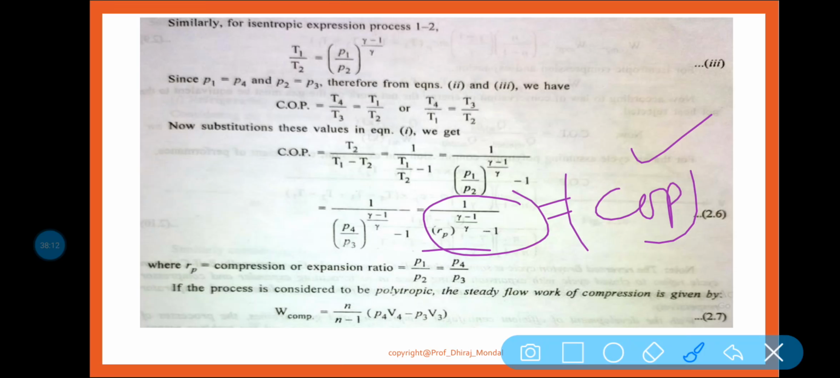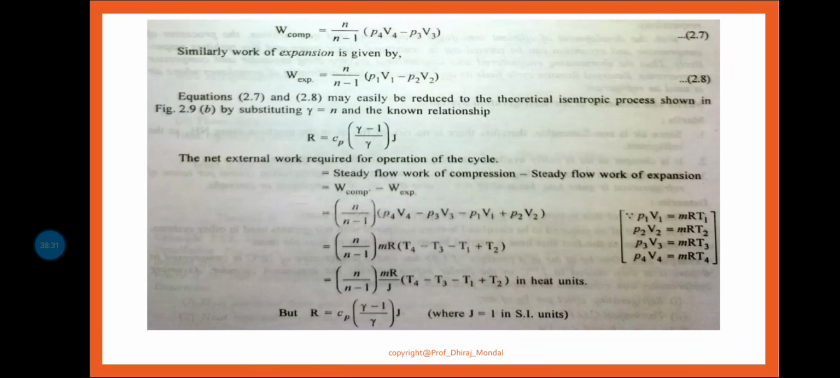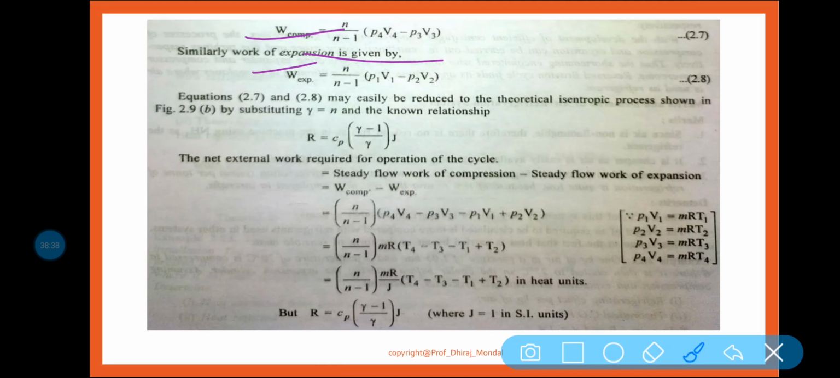Now if the process is considered to be a polytropic process, the steady flow work of compression is given by, for polytropic process, W compression is equal to n by n minus 1 into P4 V4 minus P3 V3. So in case of polytropic process, you can write this. Okay, so W compression is equal to this.